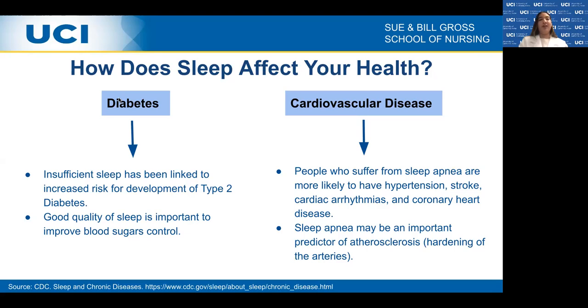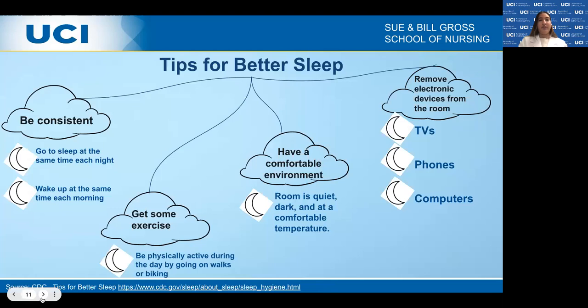Next, we're going to talk about cardiovascular disease. People who suffer from sleep apnea are more likely to have hypertension, stroke, cardiac arrhythmias, and coronary heart disease. Sleep apnea may also be an important predictor of atherosclerosis, which is the hardening of the arteries. Next, we're going to have Jocelyn talk about the tips for better sleep.